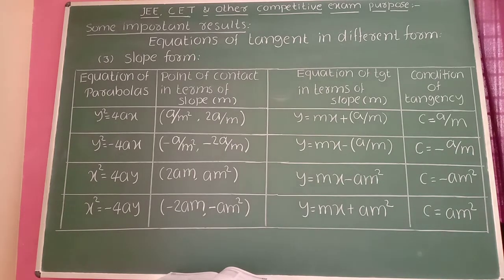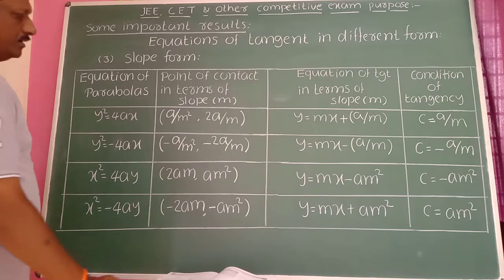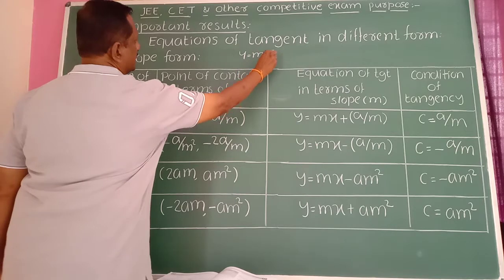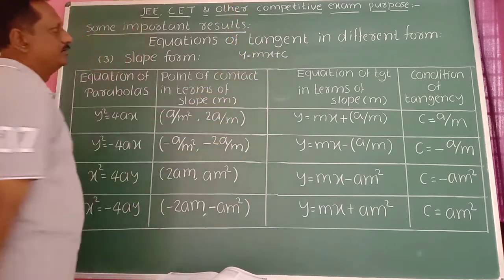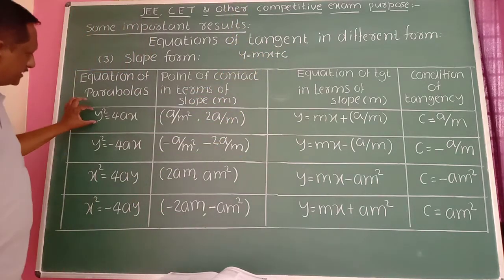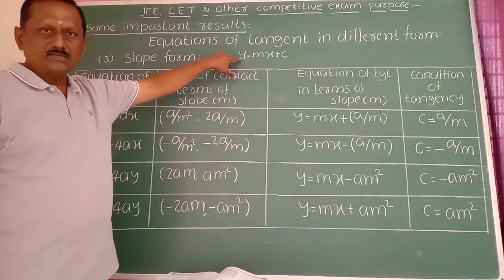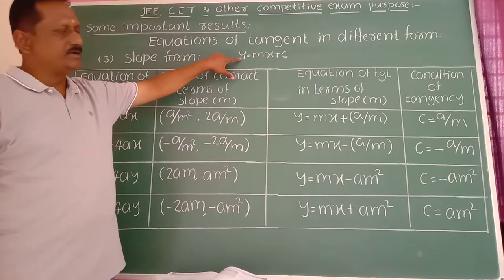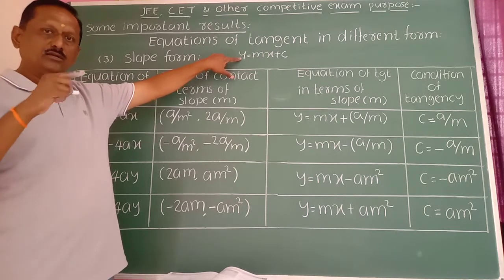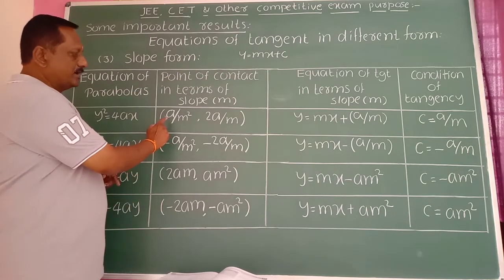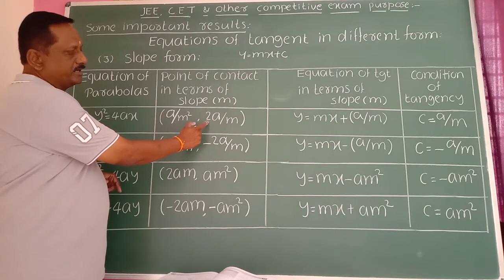So third form here, slope form. Means here the tangent to the parabola is y is equal to mx plus c. Okay, the equation of parabola is this here, y square is equal to 4ax, and consider y equal to mx plus c is a straight line here. It is the slope intercept form. If this line is tangent to the parabola, then this is the point of contact here. X coordinate is a by m square and y coordinate is 2a by m here.